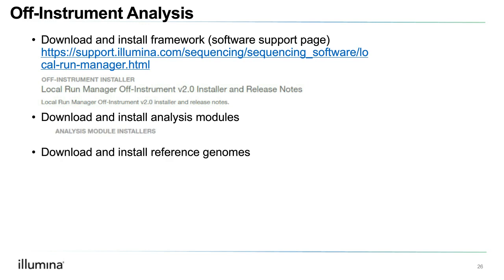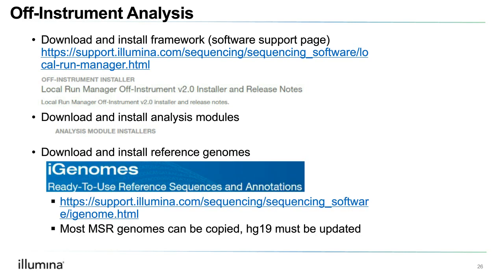If you need to install the reference genomes, you can download reference genomes from our iGenomes website, ready to use, or you can download the reference sequence from a public database. Local Run Manager version 2 does support custom references. If you are installing on the MiSeq instrument, you can use most of the MiSeq Reporter genomes. However, a quick note here: if you are using a human genome, for example hg19, we have an hg19 with an updated annotation file, which is compatible with some modules in Local Run Manager, for example DNA Amplicon. So I would recommend downloading the updated version of hg19 from our genome website.